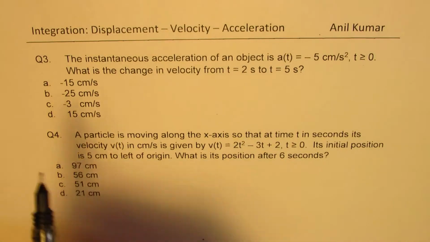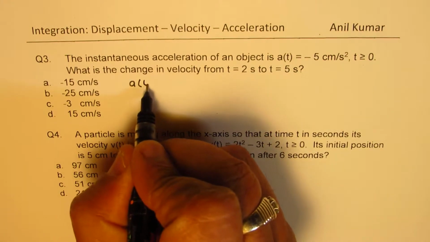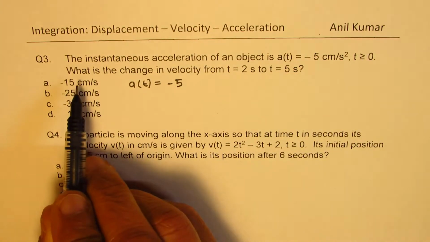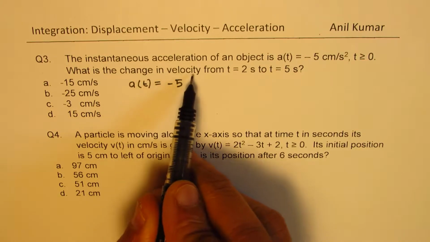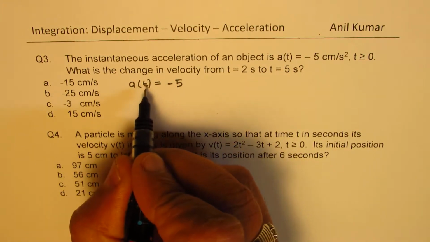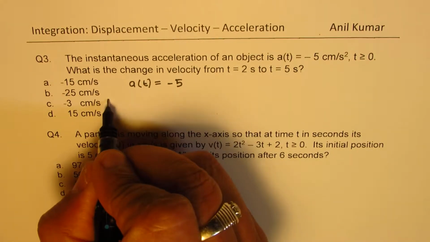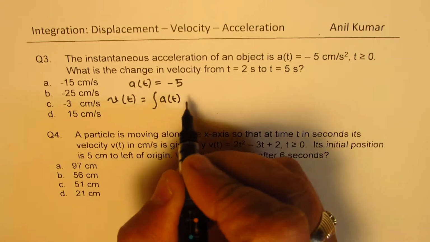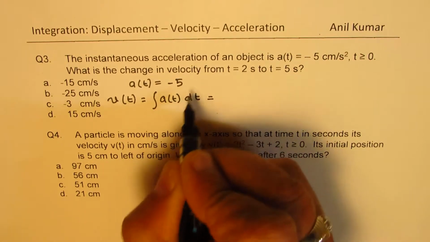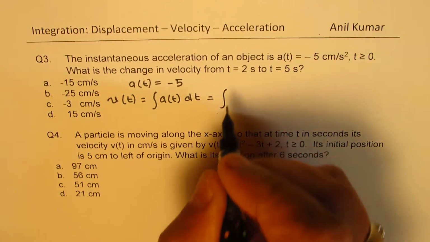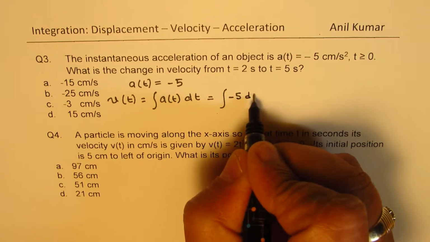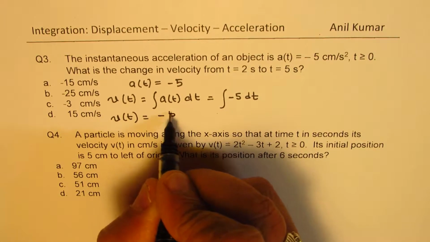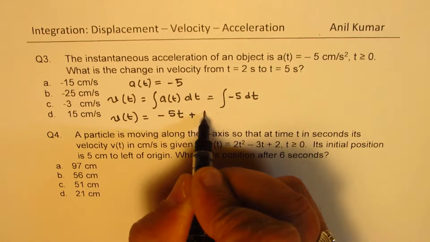Okay, so the very first one here, we are given the acceleration a of t, which is a constant minus 5, right? We want to find the change of velocity. So velocity basically is the integral of acceleration, correct? In our case it is minus 5, so we do the integral of minus 5 dt, and we get the velocity as equal to minus 5t plus c.